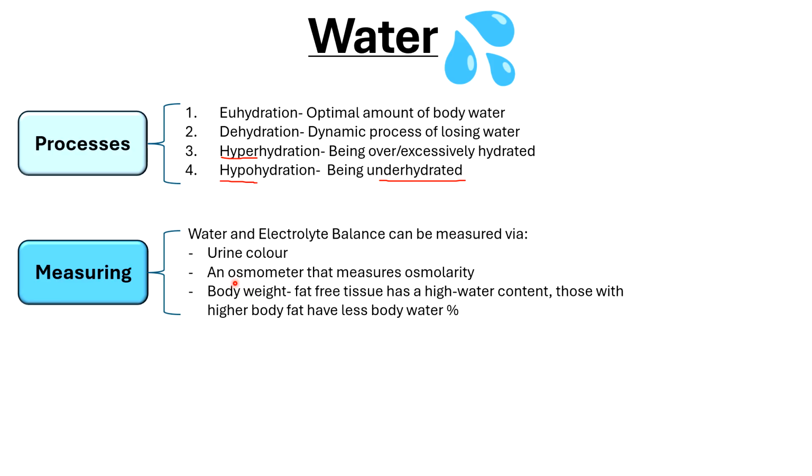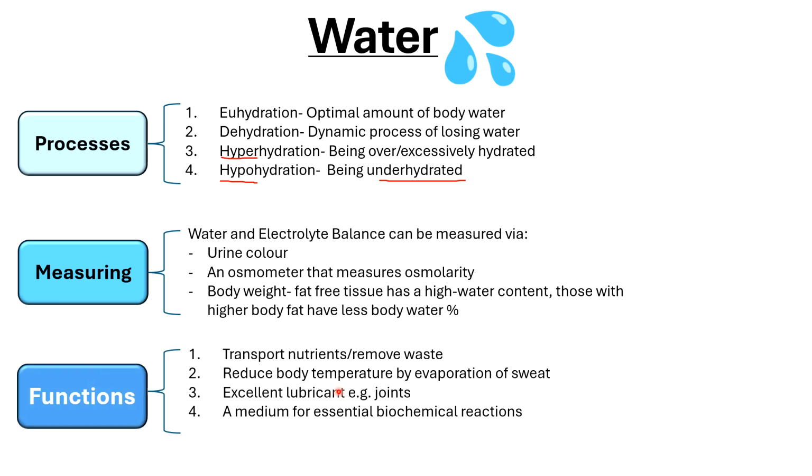Then there are the fancy methods, which is an osmometer that measures osmolarity. You don't necessarily need to know what this means. Also have in mind that fat-free tissue, for example muscle, has higher water content, and this means that those with higher body fat have a lower water percentage.